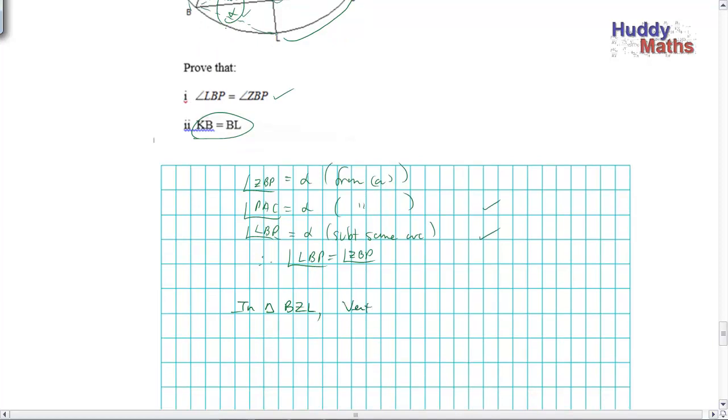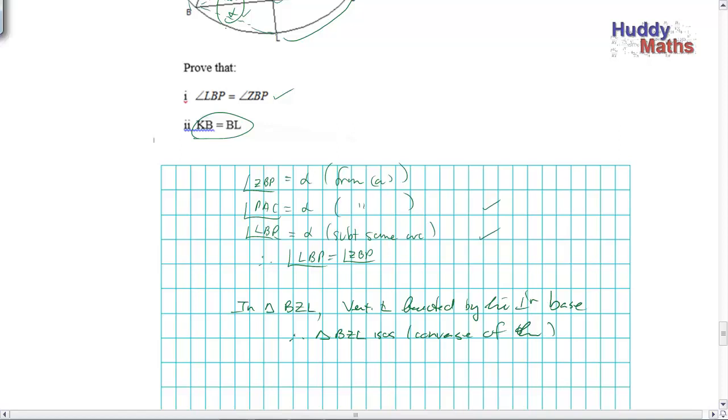Vertical angle bisected by a line perpendicular to the base. Therefore, triangle BZL is isosceles. It's a converse of the theorem, isn't it? In an isosceles triangle, the line drawn perpendicular to the base bisects the base and bisects the vertical angle.